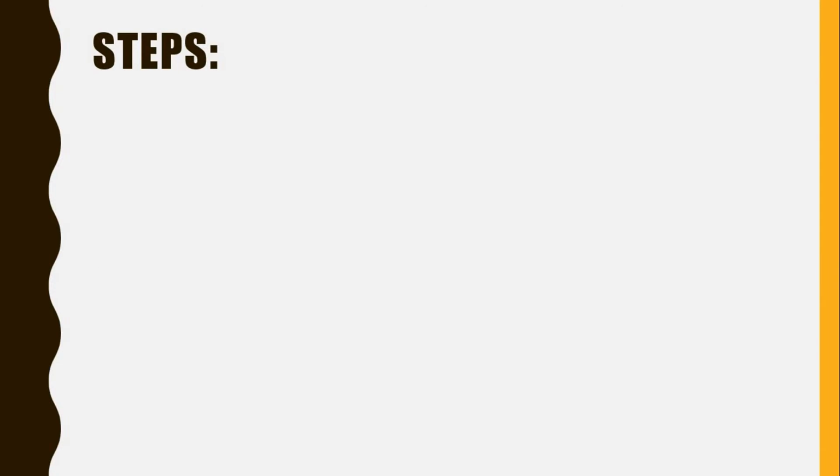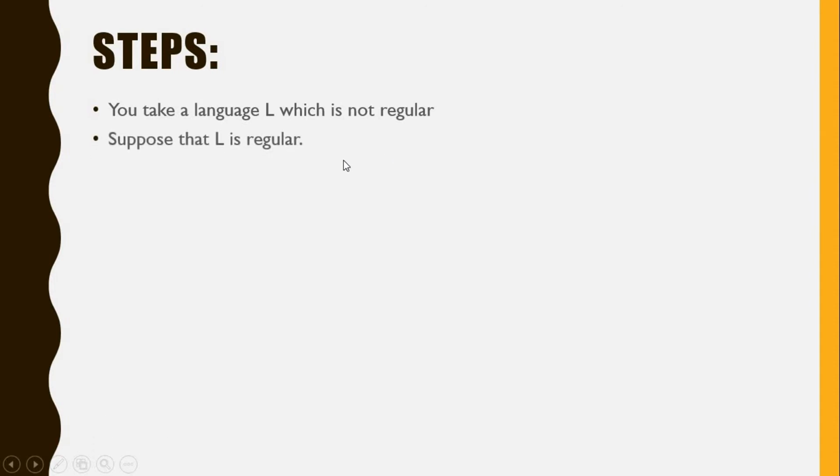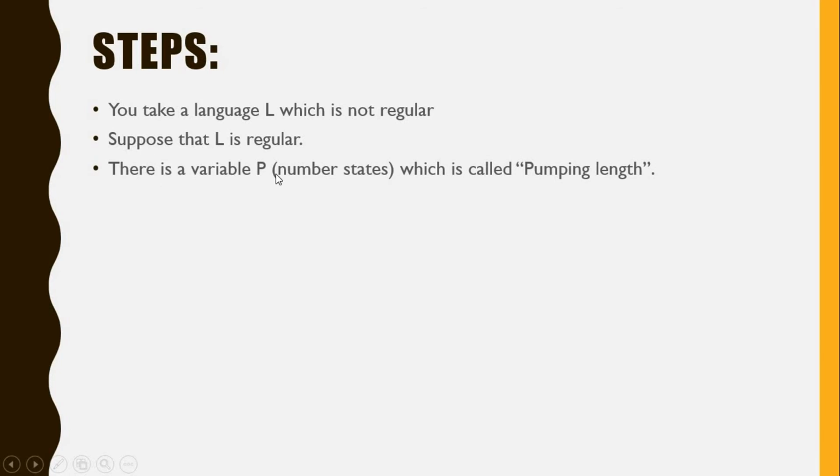Now, as I said at the beginning of this video, we always follow the same process. You take a language, L, which is not regular. Then you suppose that L is regular. Remember, we're going to assume that L is regular. Now, if L is regular, then there is a variable P, which in practice is the number of states, right? And P is called the pumping length. Then there is a string W, which is at least as large as P.